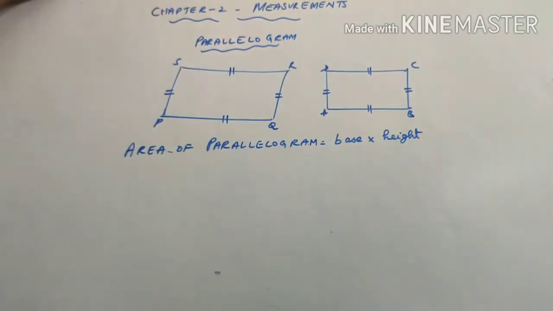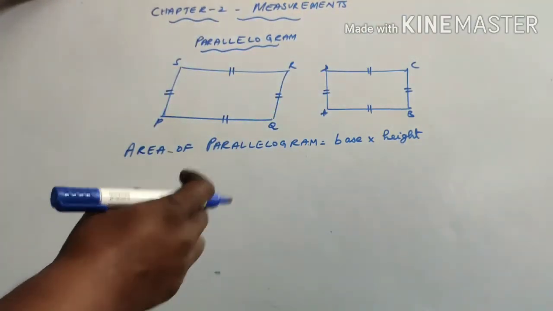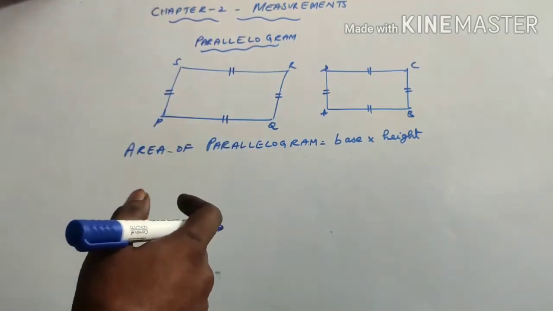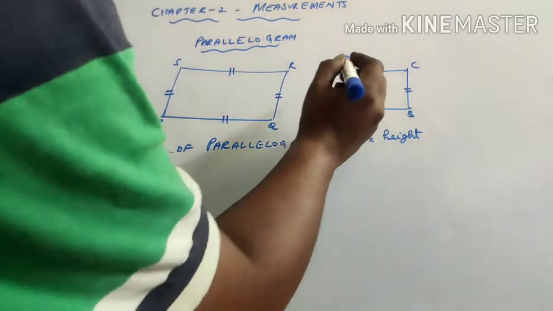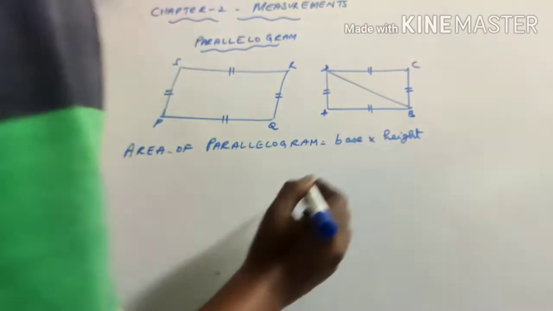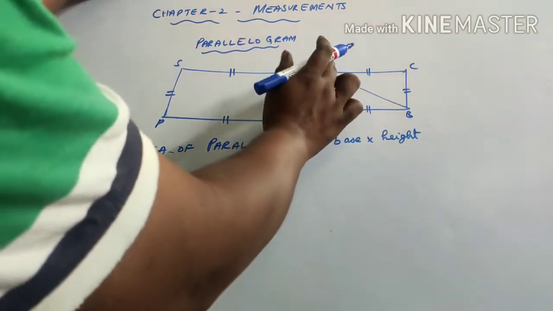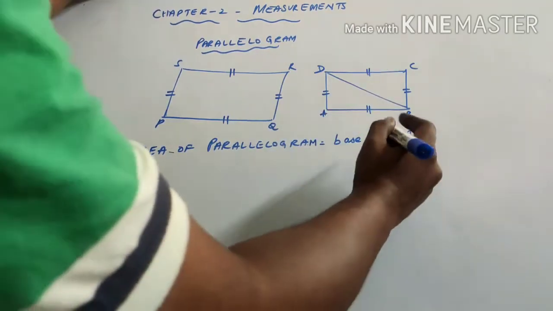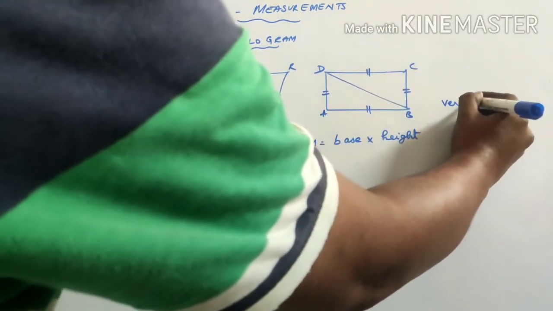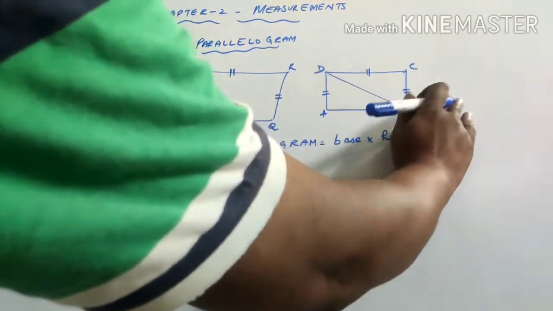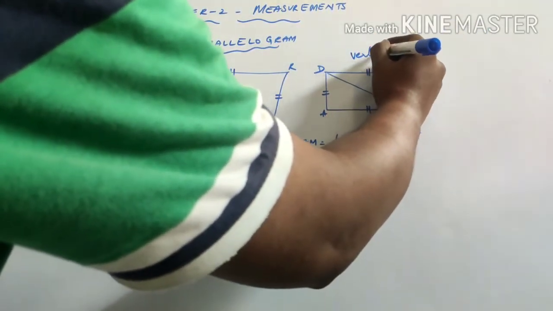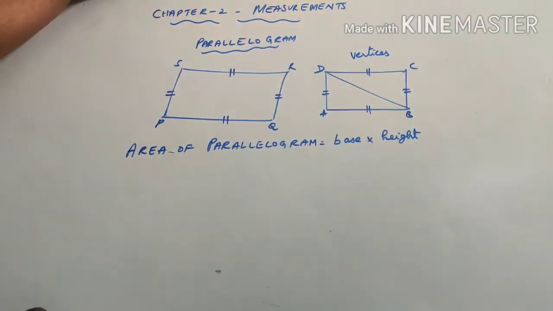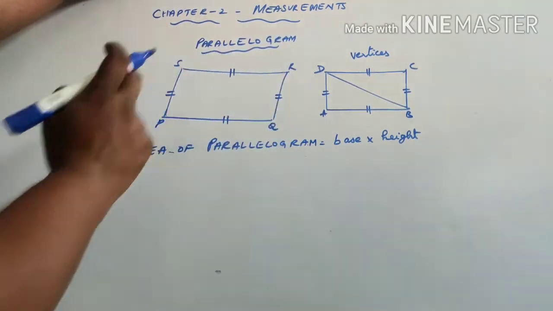Okay, what is the difference between rectangle and parallelogram is, though the opposite sides are parallel and equal, the diagonals are not equal. In rectangle, the diagonals are equal. This is called diagonal. The diagonal is a line which connects two opposite vertices. These are called vertices. That is A, B, C, D are called vertices. Similarly, P, Q, R, S are called vertices.